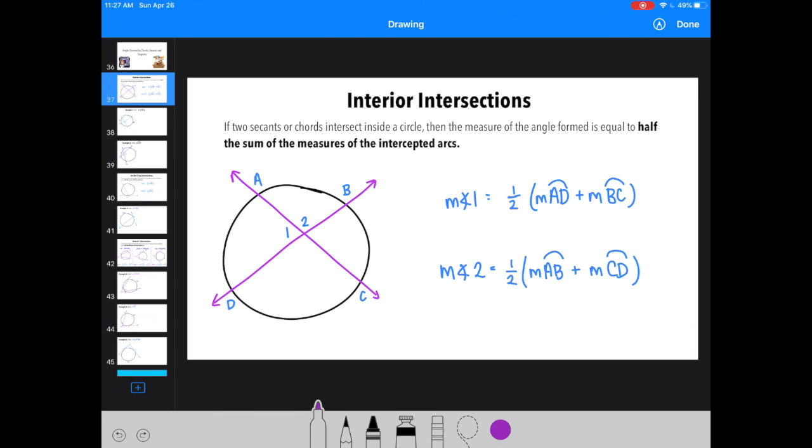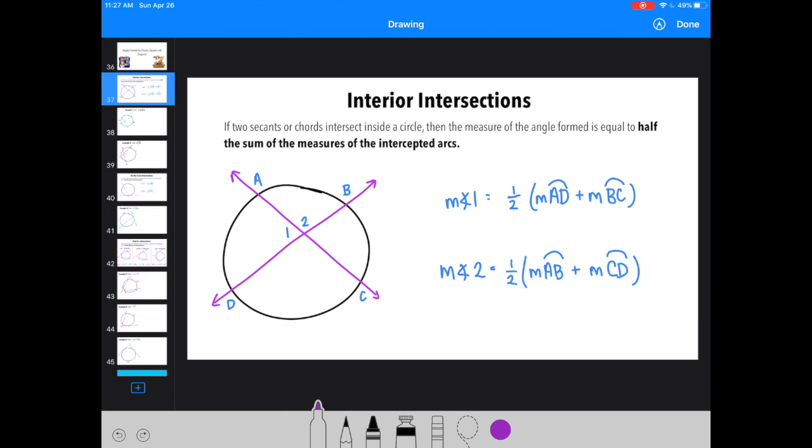As far as angles within a circle, we've mainly looked at central angles and inscribed angles, but those are not the only angles that can be composed within a circle. Depending on the type, there are different calculations. The first type we're going to look at is interior intersections that create angle measures.